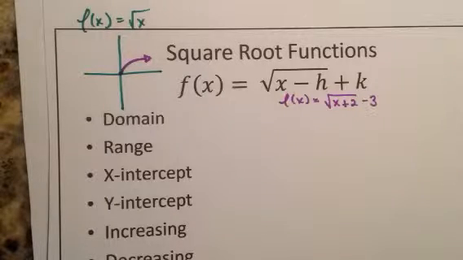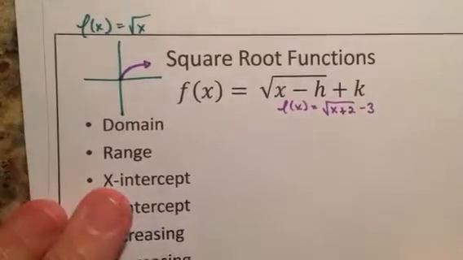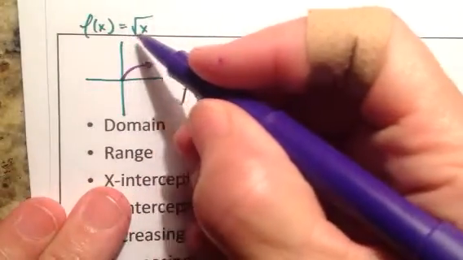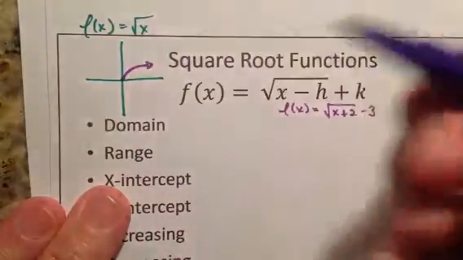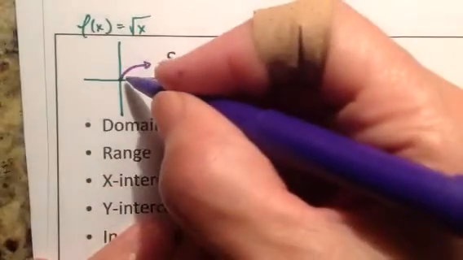Okay, so here's the second half of 3.2. We have three more functions to go over. So the square root function. The square root function is f of x equals the square root of x, and this is without any shifting left, right, up, or down.